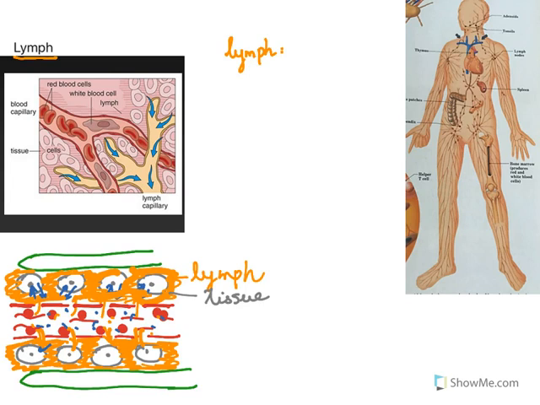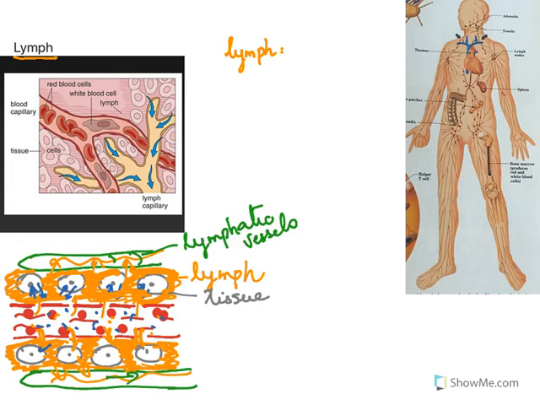So after the exchange of material takes place between the lymph and the cells, this liquid enters special vessels called the lymphatic vessels, and it is then taken away. These are the lymphatic vessels, and they carry the lymph away from the tissue.